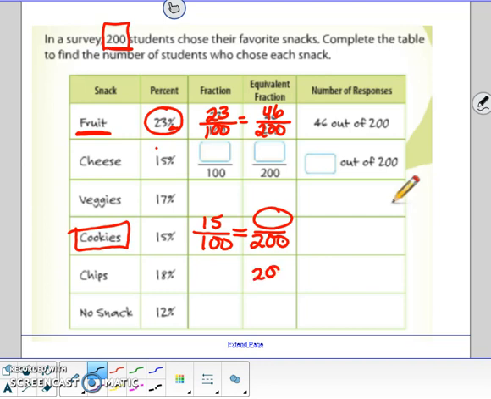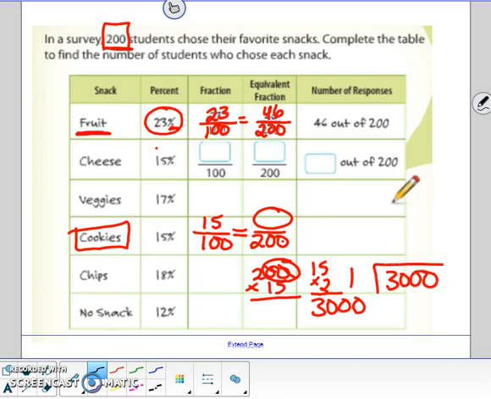If we did 200 times 15, there's a quick trick for that one. You just take these zeros away, do 15 times 2, and then add the zeros back in at the end. That's our cross multiply. Then what do we divide by? The only one that's left over, the 100. Divided by 100, there's a quick trick here: you move the decimal twice this way, and you have 30. So if we had 200 students, 30 of them would have chosen cookies.